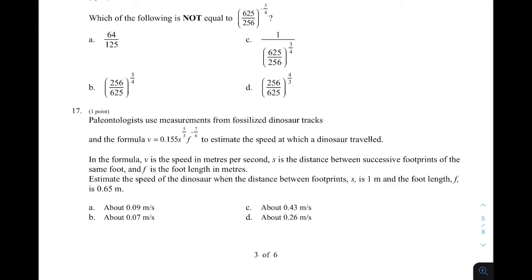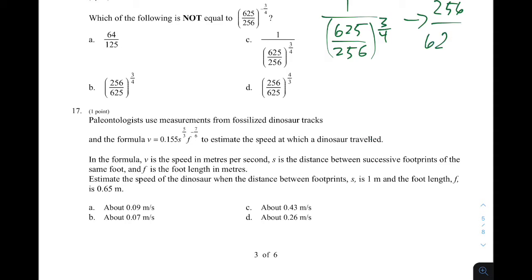The negative exponent means we could just write the whole deal as the bottom side of a fraction, right? 1 over 625 over 256, and make that exponent a positive 3/4. Could do that. But why wouldn't I just rewrite that in a more sane way as 256 over 625, all of that to the power of 3/4.